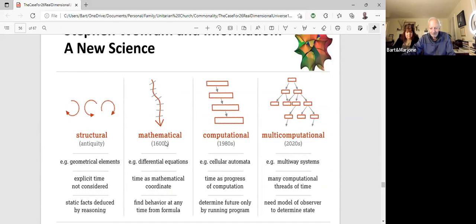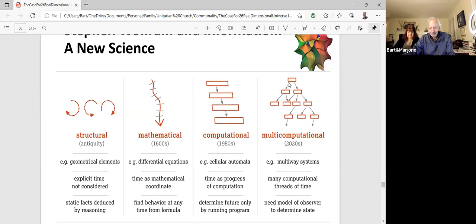that we had in the 1600s Newton coming up with this idea of differential equations to describe gravity. Before that, we had these geometrical elements: earth, air, water, fire. Those were structural. Okay, nothing more to be said. Now, when we get into the 1980s, people came up with the notion of what's called cellular automata. So there's the automata, and they go ka-chung, ka-chung, ka-chung in time, running along with time, going from top to bottom. That's how this was done.